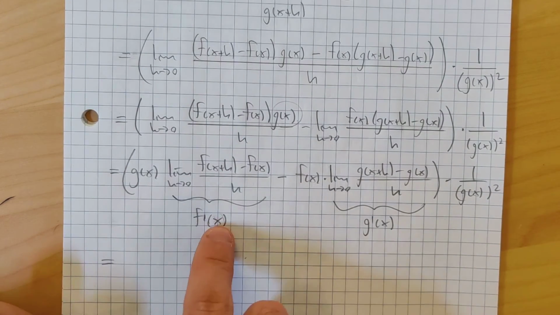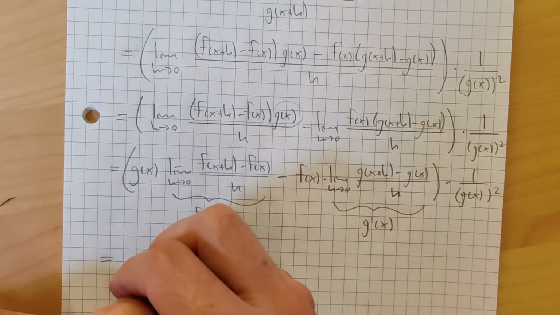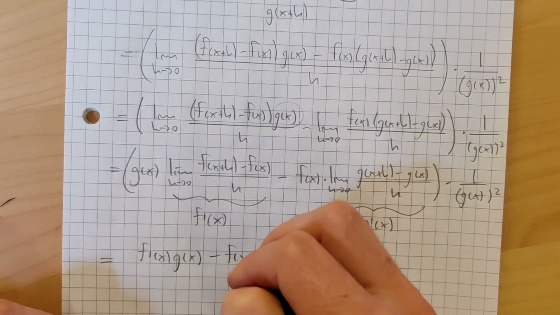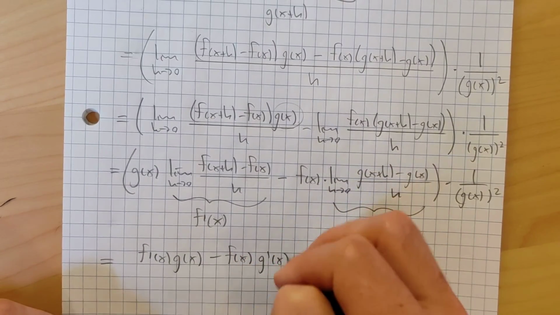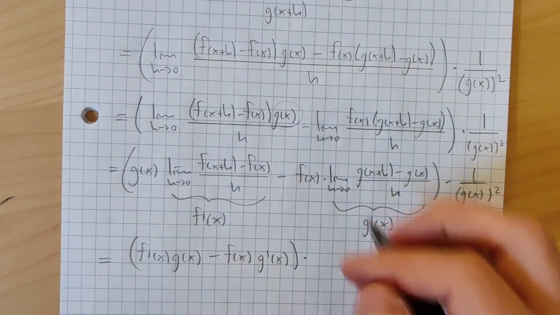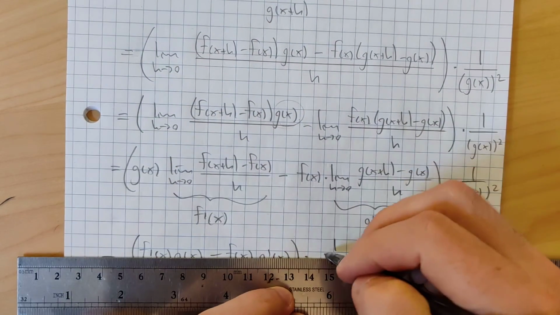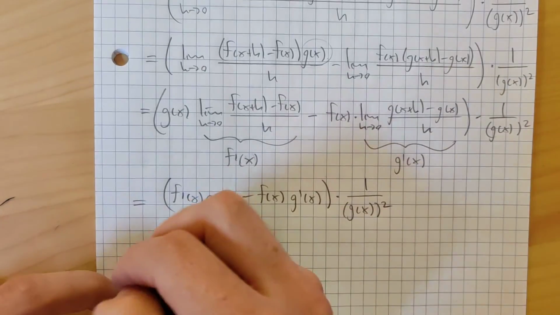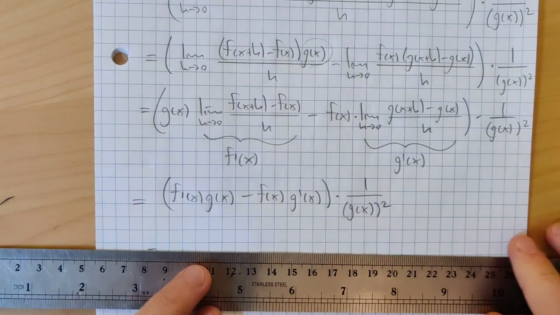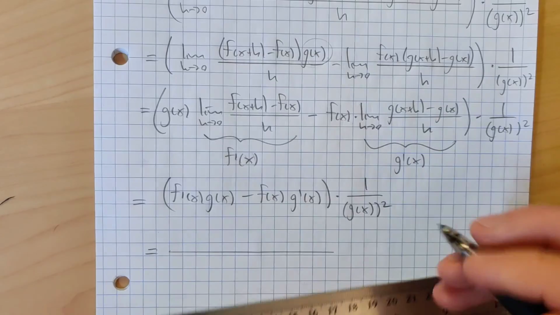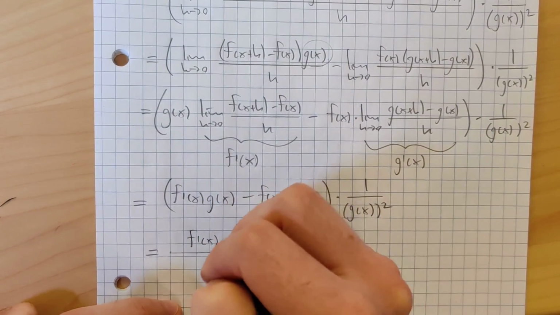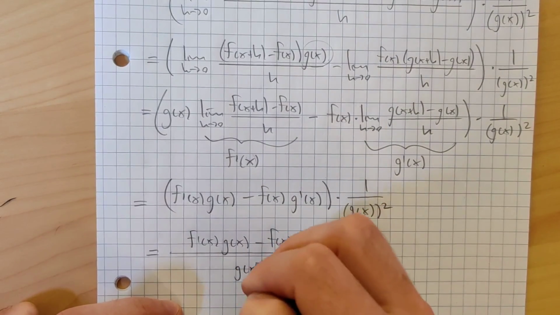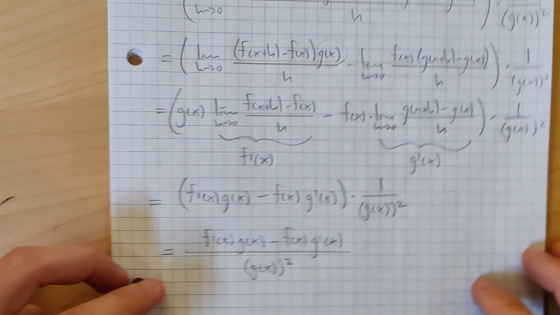Okay, so finally, what do we have? Writing these in the opposite order: f prime of x, g of x, minus f of x times g prime of x, multiplied by 1 over g of x squared. And there it is, there's the quotient rule. So just writing it as one big fraction, we have f prime of x times g of x minus f of x times g prime of x over g of x squared. So there's the quotient rule.